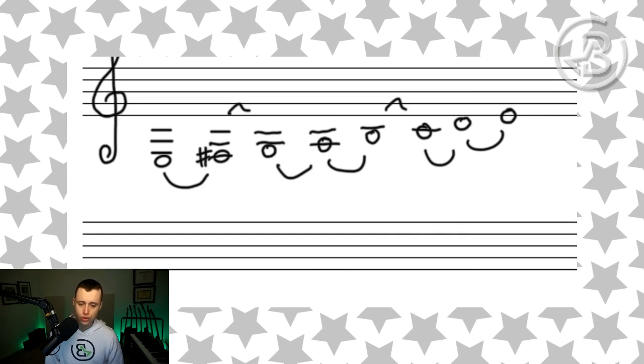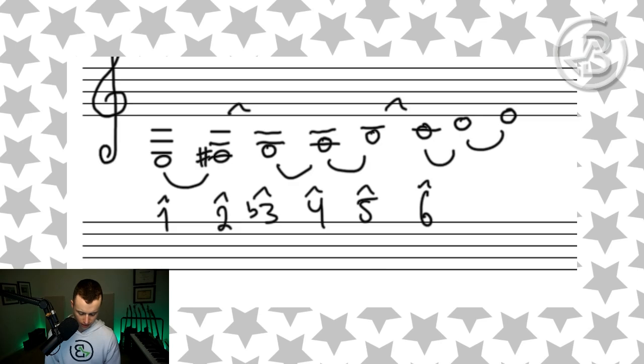Now, as the last thing you can do, you can actually go in and write out your scale degrees. So 1, 2, 3, add the flat for minor. 4, 5, 6, add the flat. 7, add the flat. And then we're back to 1, which you can think of as 8, but is really just scale degree 1. I will see you in the next lesson.